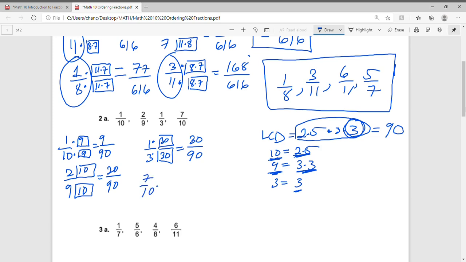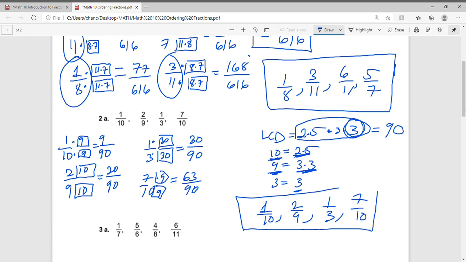7/10, I can multiply the top and bottom by 9. That gives us 63 over 90. Now we can arrange it from smallest to biggest. What's the smallest number? Well, that's going to be 1/10. The next biggest would be 2/9. Then we have 1/3. And finally 7/10. These are the fractions from smallest to biggest.